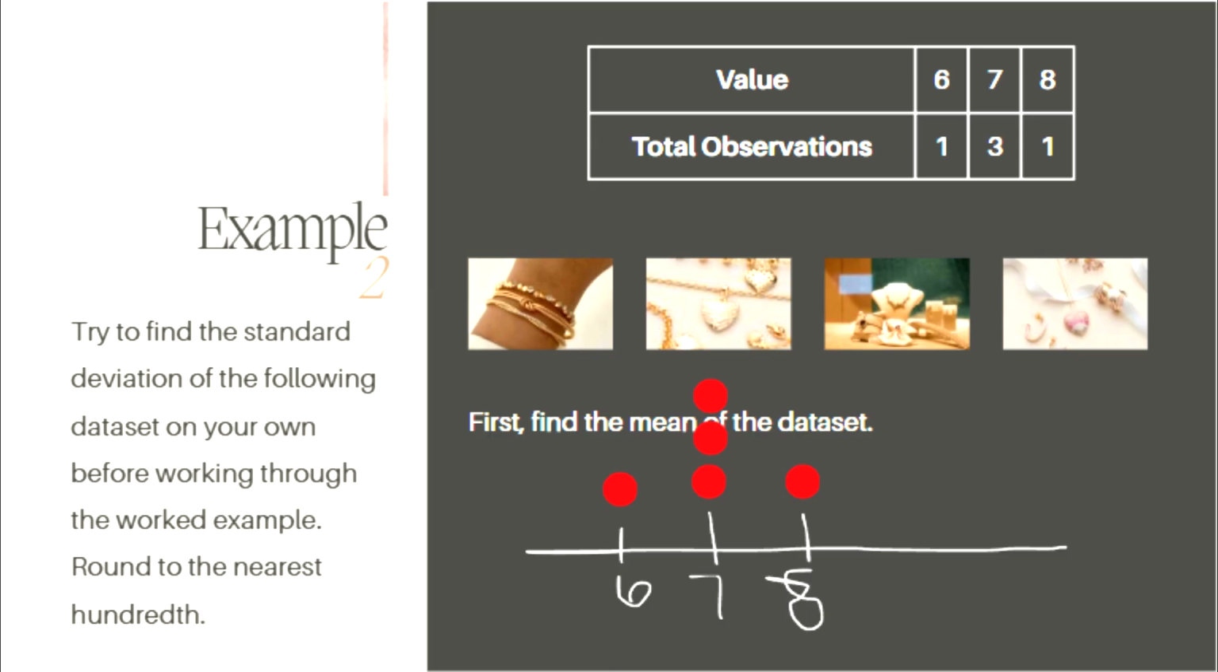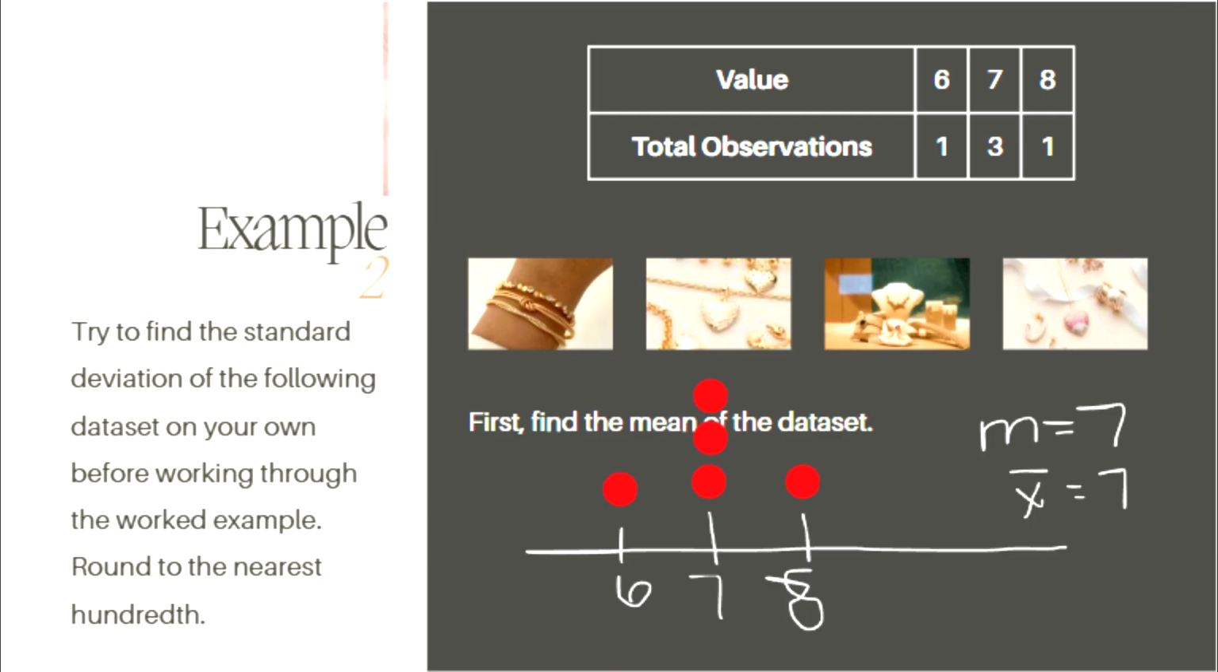That means that when we're adding these together to find the mean, we're going to grab our calculator and go 6 plus 7 plus 7 plus 7, because there's 3 7s, plus 8. It gives us 35. And then we have 1, 2, 3, 4, 5 numbers. So 35 divided by 5 is going to give us a mean of 7. Okay, the mean equals 7. This is also in our formula. The x with a bar over it is equal to 7.